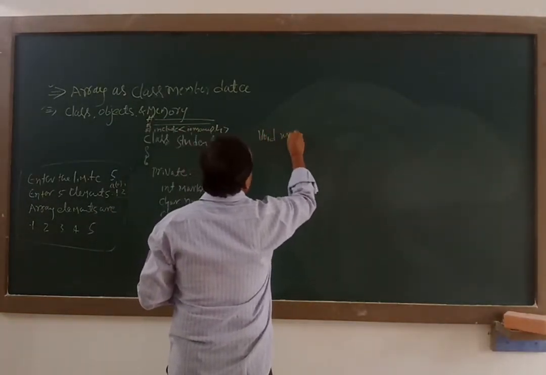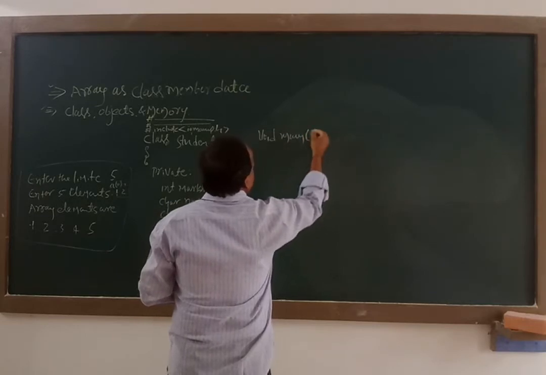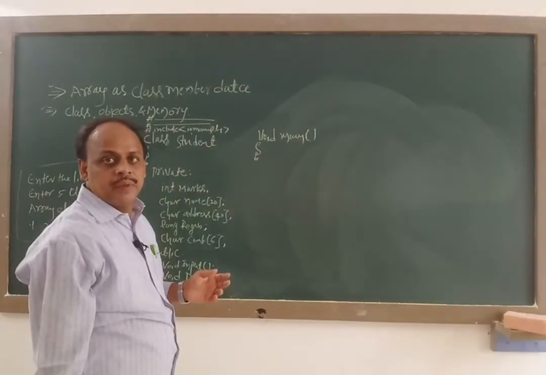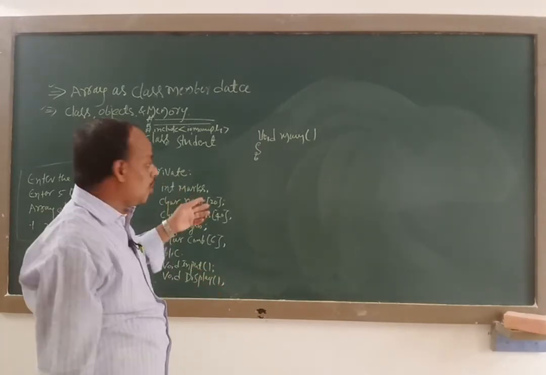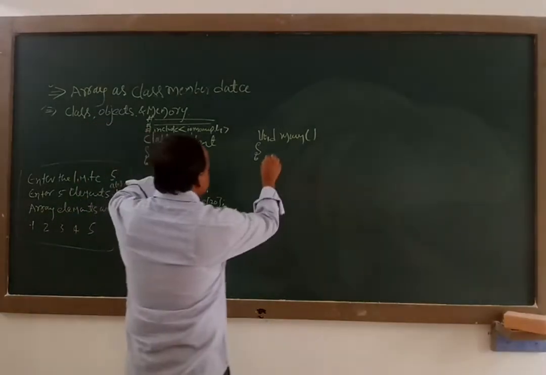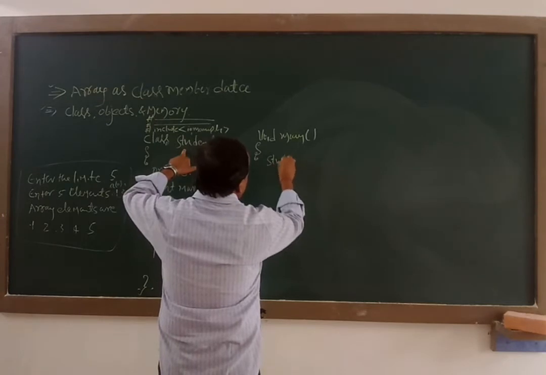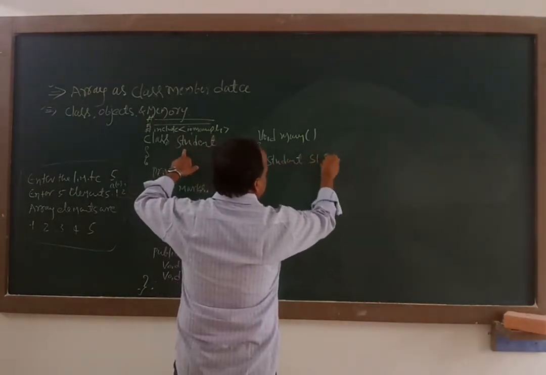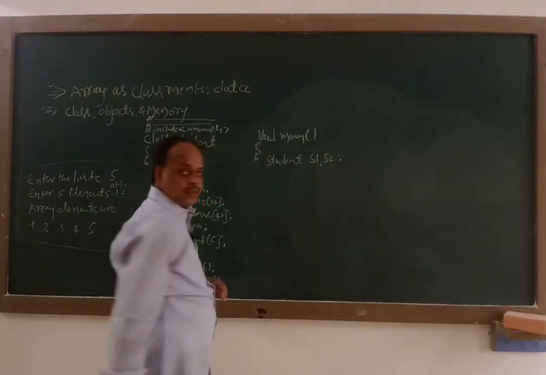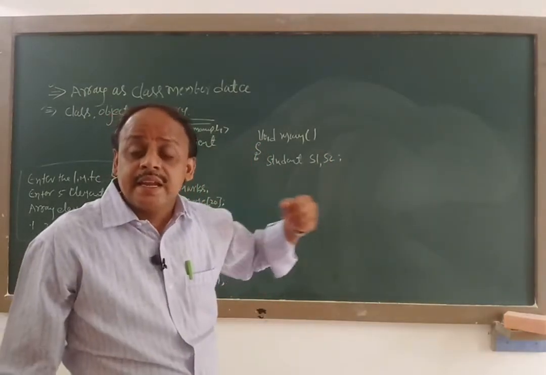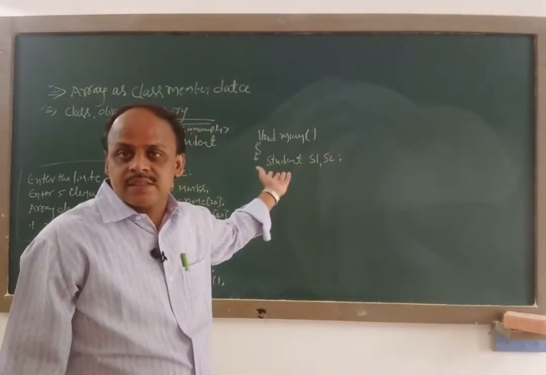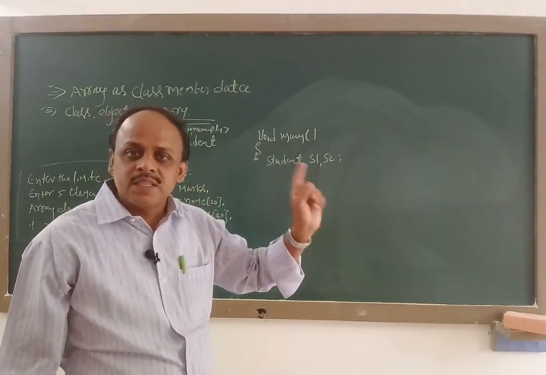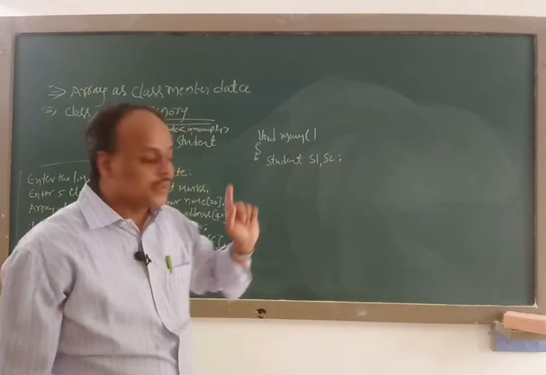Void main function. In the very first step in the main function, declare objects for the class. The class name is student, objects s1, s2. We can declare n number of objects for the class. Therefore I am declaring here two objects for the class student, s1 and s2.